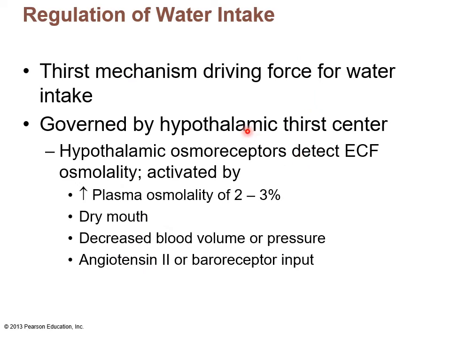Now, regulation of water intake. The thirst mechanism is the driving force for water intake and is governed by the hypothalamus. That's where your thirst center is. So there are these osmoreceptors in the hypothalamus that detect the extracellular fluid osmolality. So it's talking about how much solute is in the fluid in the extracellular compartment. So if the plasma osmolality increases by 2 to 3%, this is enough of a change to stimulate those osmoreceptors to trigger the brain that you need to drink some water.